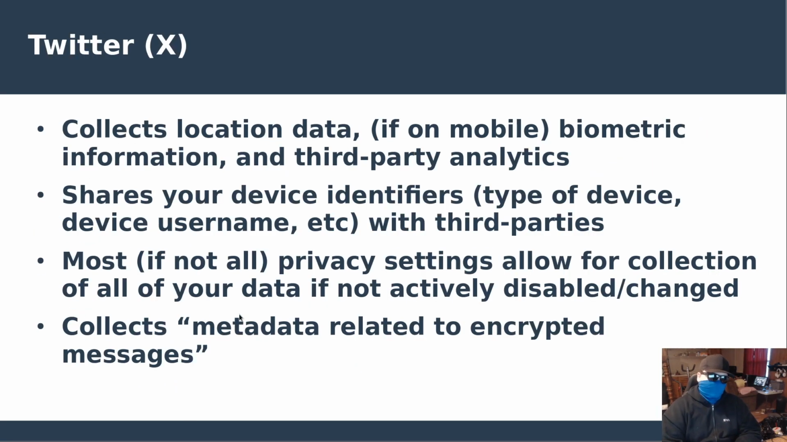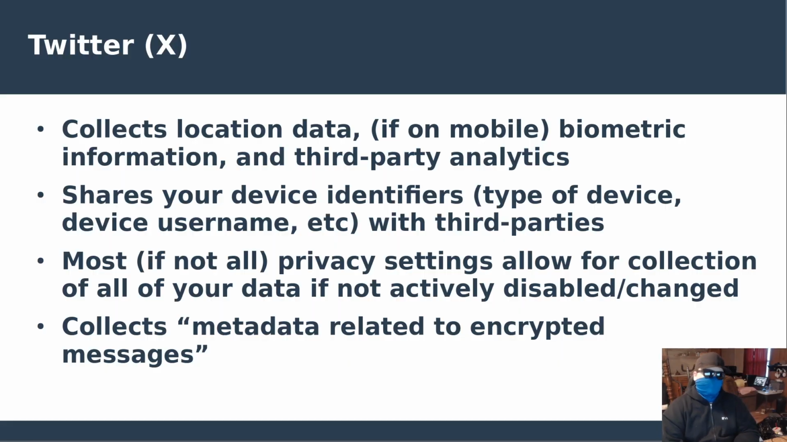Now we're moving on to Twitter. I'm never going to call it X. I don't care. Elon Musk is not going to win that battle with me. And we're just going to start. It collects location data and, if on mobile, your biometric information. So your biometric information is things like your heart rate and your blood pressure and things like that. Why do they need to know that information? Can you give me one good reason why they would need to know that information? I'm waiting. And third-party analytics.